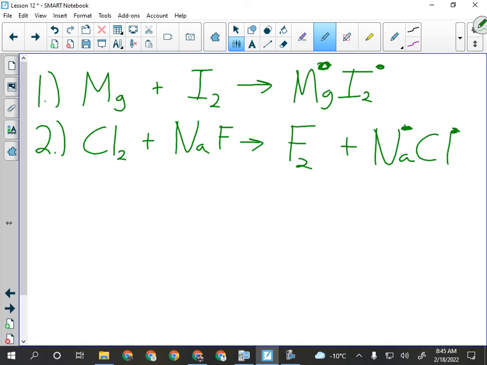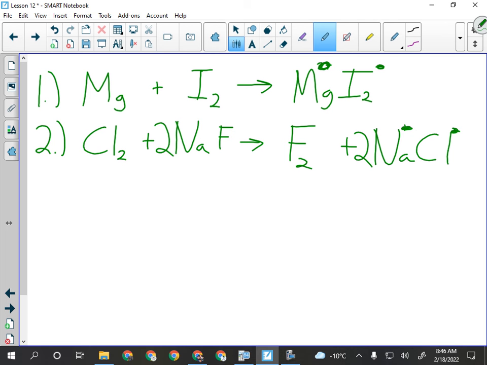What do I need to do? Balance it. Okay, so I'll start with chlorine because it's the biggest number. Okay, there's 2 of them over here. I'll go over here and put a 2 there. That gives me 2 sodiums. So back up, get 2 sodiums, 2 fluorine, 2 fluorine. Looks like I'm okay there. All right.